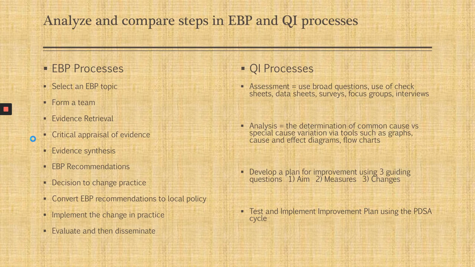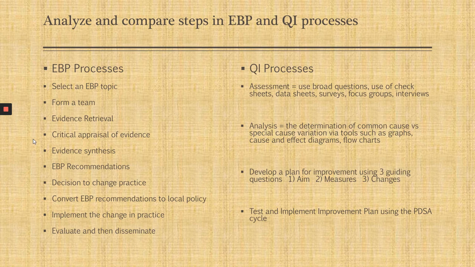Now we're moving forward and we're going to analyze and compare steps in both evidence-based practice and quality improvement processes. So what is done here is there is an outline of an evidence-based practice process that was taken out of, I believe it was chapter 1 of your textbook. And then we looked at a QI process. And while the steps are a little bit more numerous on the evidence-based practice side of things, I think you can pull out and extrapolate a lot of common areas.